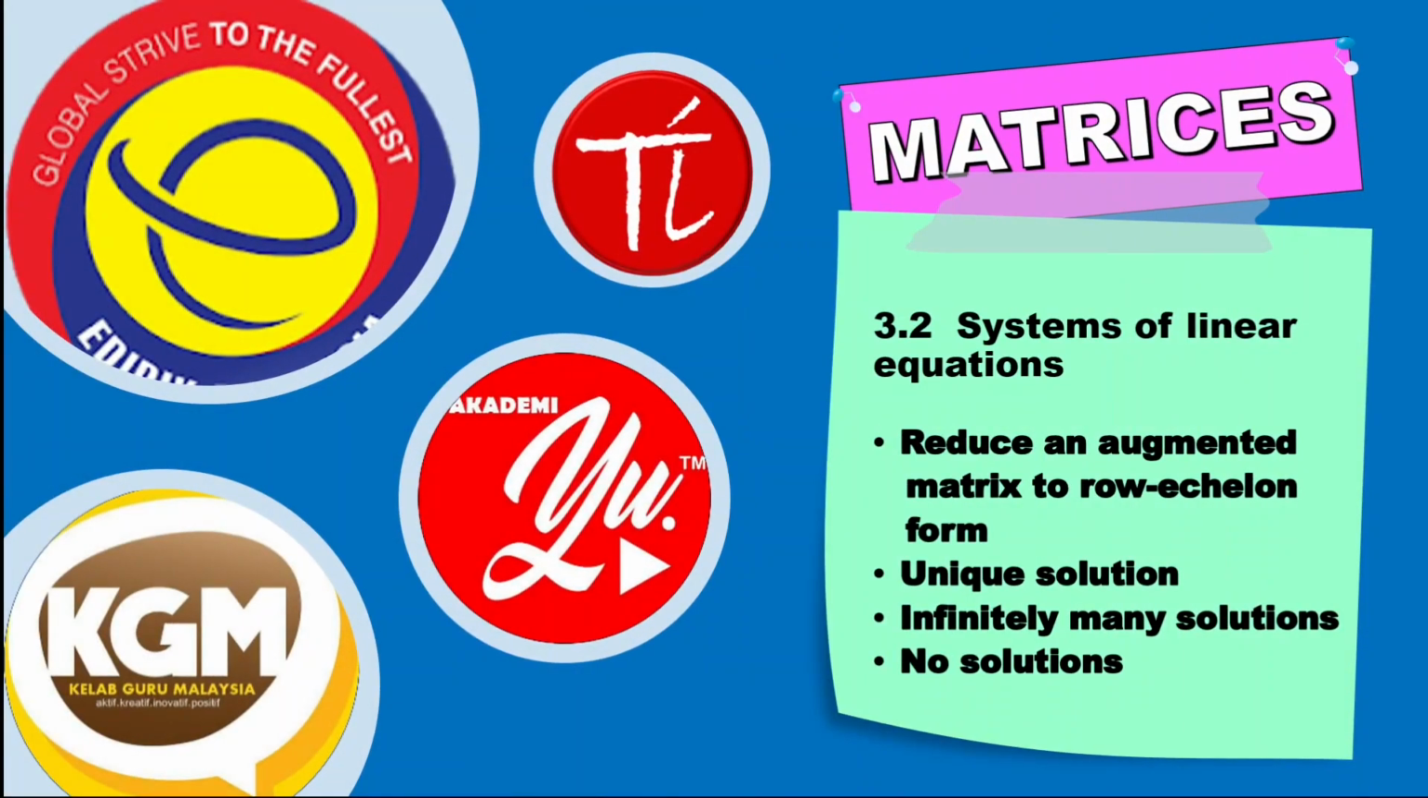In this video, we are going to talk about matrices, and now we are going to talk about our checkpoint 3.2 system of linear equation. We are going to learn how to reduce an augmented matrix to row echelon form, and then we need to talk about unique solution, infinitely many solution, and no solution for the system of linear equation. Let's get to it.